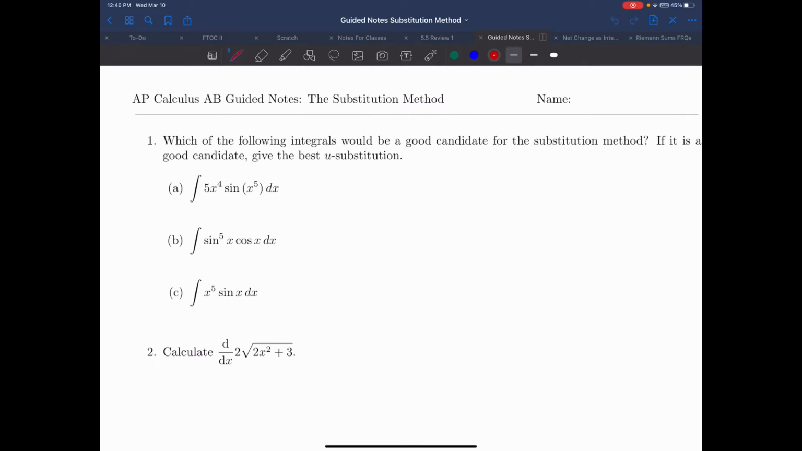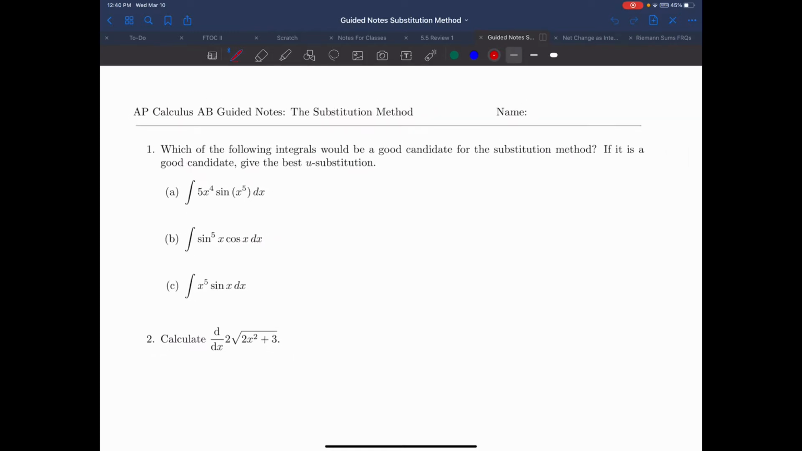First topic this week that we're going to look at is the substitution method. So this is just one of the techniques of integration that we'll study, and it is relatively straightforward. So let's just go through these guided notes, and there are several examples in here. It says, which of the following integrals would be a good candidate for the substitution method? If it is a good candidate, give the best u substitution.